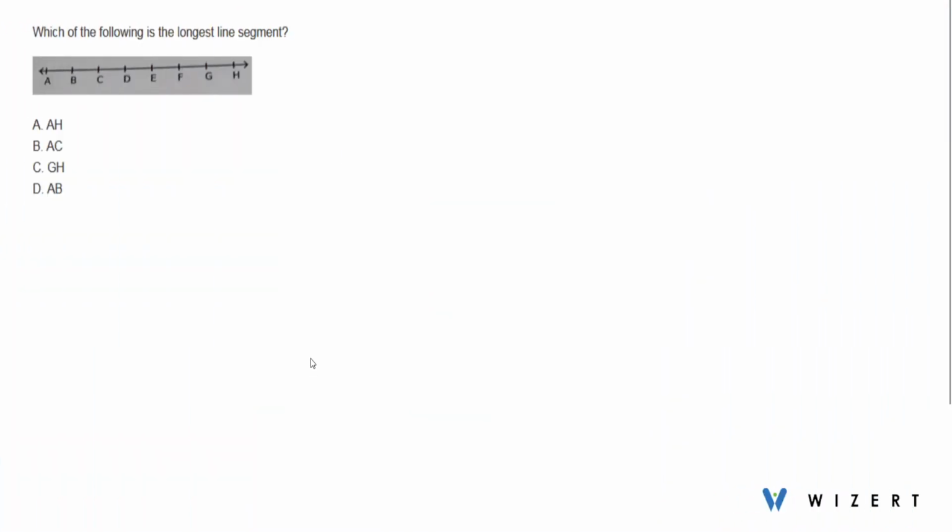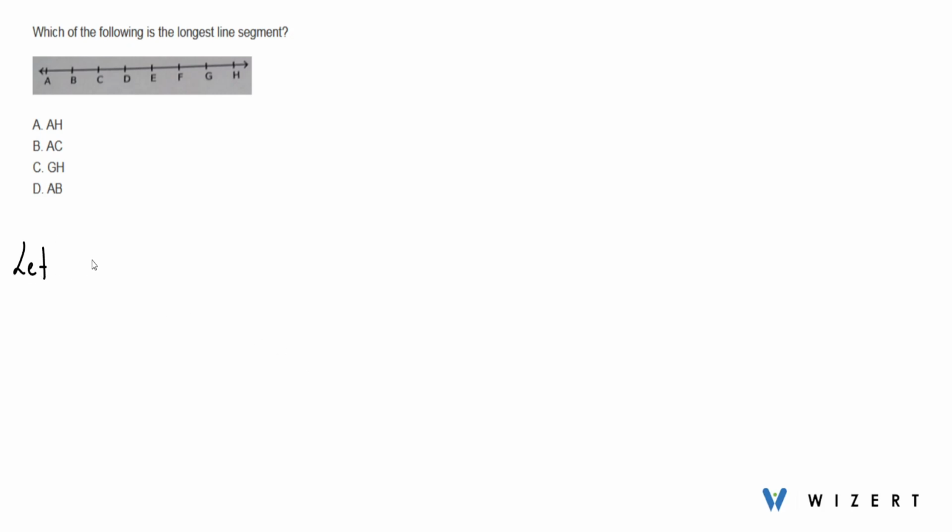According to the question, we have been given a line segment which has been divided into equal parts, and we have been given a few options, and we have to find out of these four options which one is having the greatest length. So length of each small division equals a units.